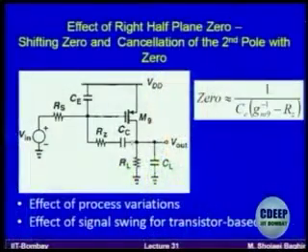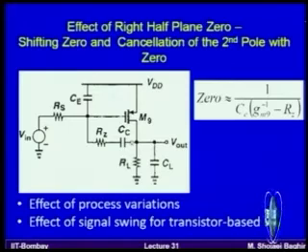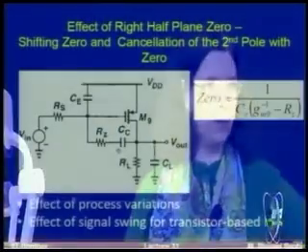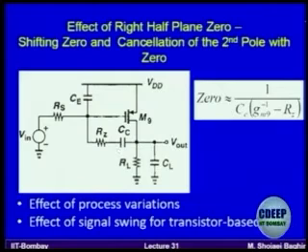So the problem was, there was a zero, and that zero was a right half plane zero. And because of right half plane zero, we get a negative phase, and therefore, phase margin degraded. And therefore, this had negative impact on the controlling phase margin. Therefore, we want to shift this zero to a very high frequency. We want to shift it to the left half plane. That can be easily done by just adding a resistor. But this resistor will not be fixed across corners.